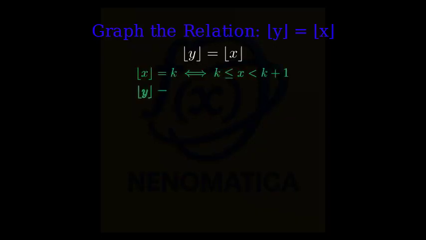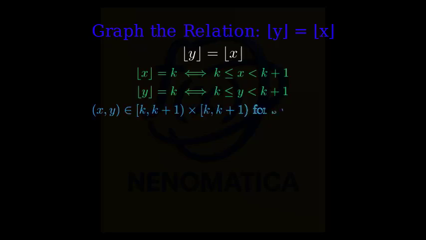Key idea: for any integer k, floor of x equals k if and only if k is less than or equal to x and x is less than k plus 1. The same holds for y. So the equality floor of y equals floor of x equals k means both x and y lie in the same 1-unit interval from k up to, but not including, k plus 1.